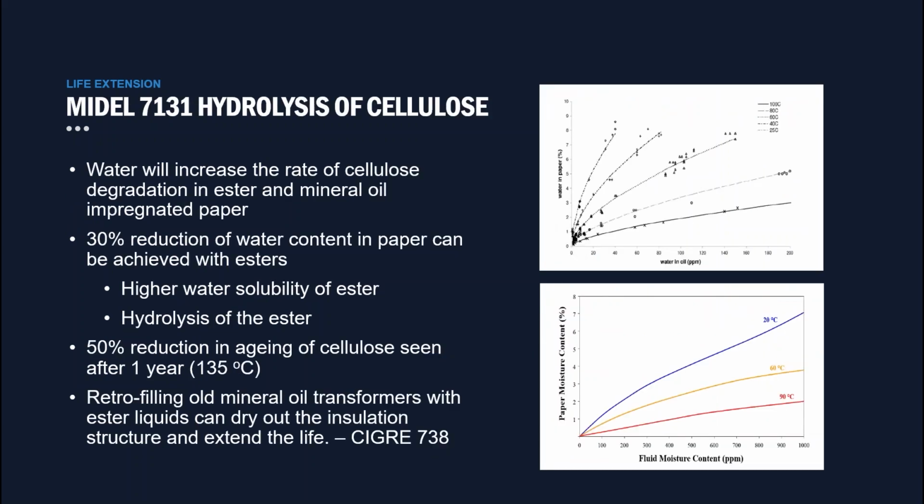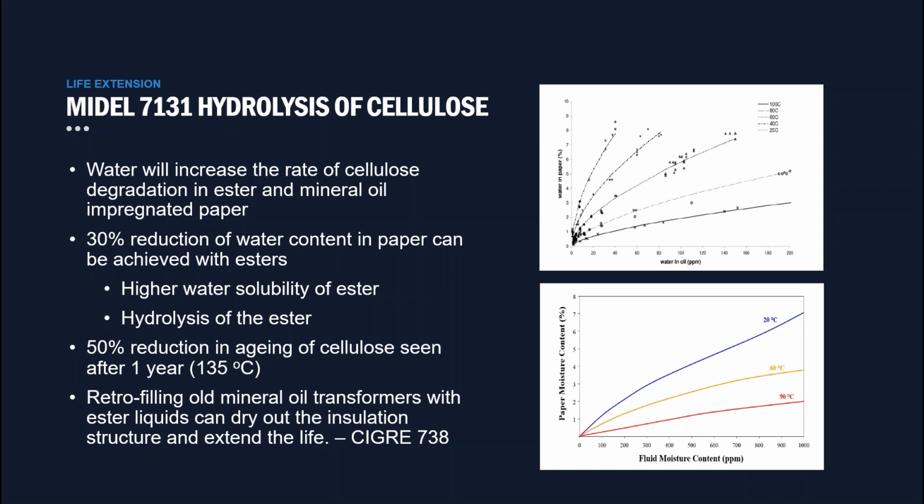So I'm going to focus briefly on the aging of the paper insulation in a transformer filled with synthetic ester MIDEL 7131. So regardless of fluid type, increases in water levels in the paper can increase the rate of breakdown of the paper. This breakdown of the paper by moisture is called hydrolysis. And studies conducted by CIGRE, for instance, published in 2018, indicate that significant reduction of aging can be achieved by using ester fluids. This is because they reduce the content of the water in the paper insulation.